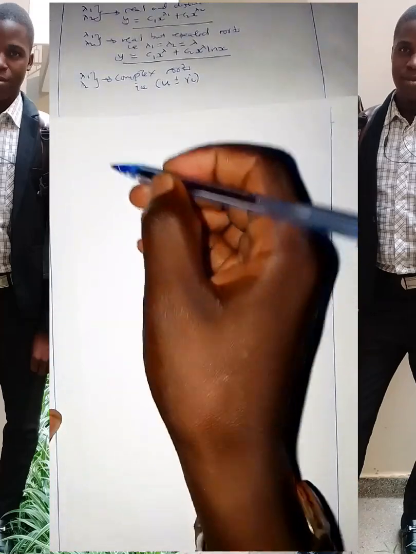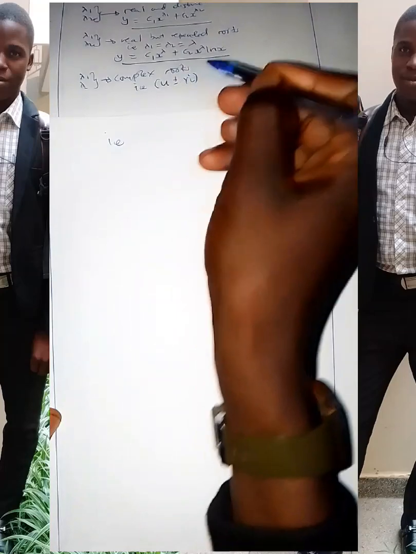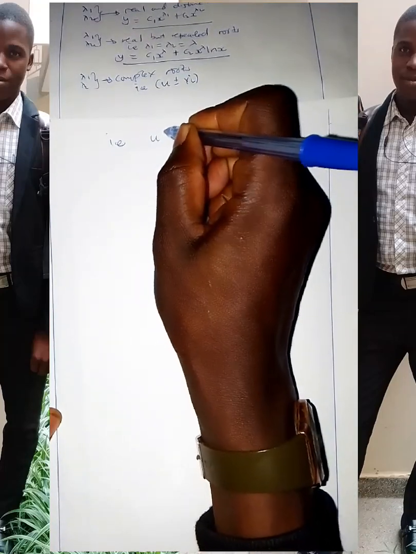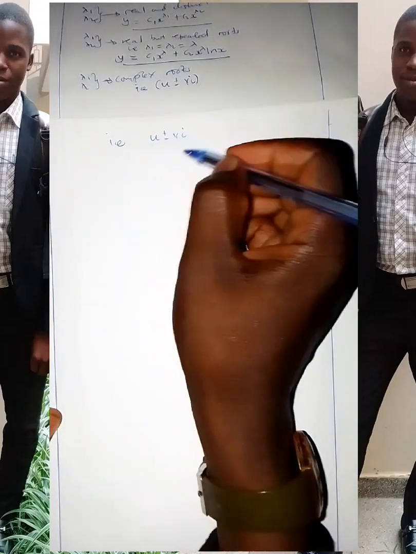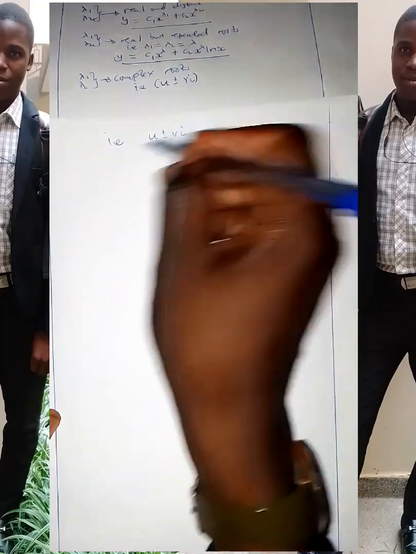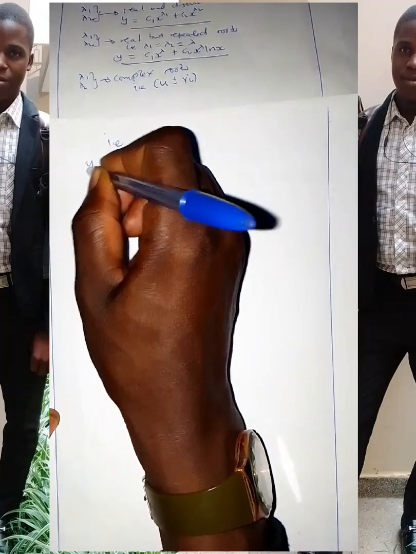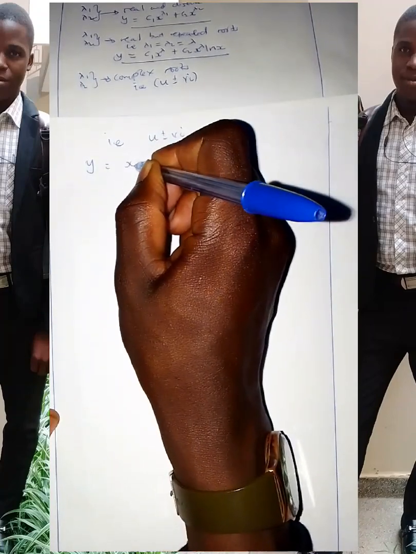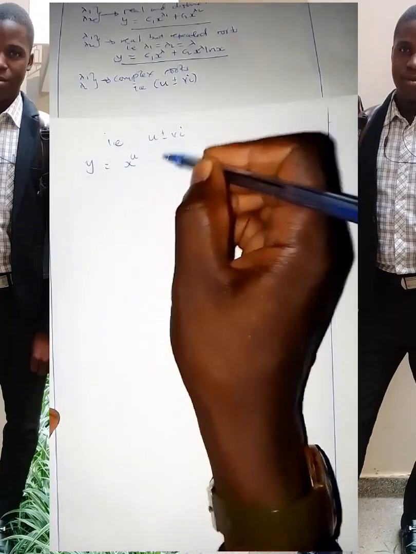Alright, we have seen that, for example, if we have these roots, plus or minus vi, after solving for lambda like this, what happens? We want to get the solution in this format. We shall say that y equals x to the power u, in this format.